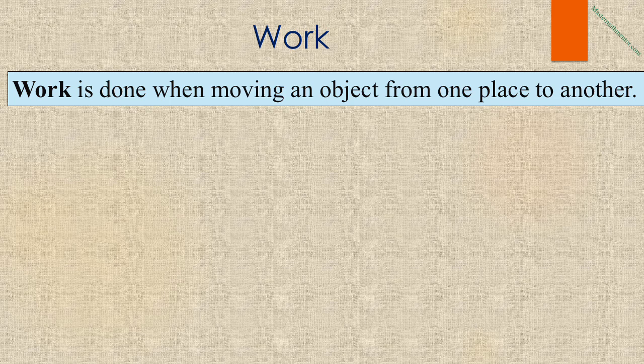Work is done when moving an object from one place to another. Work is done when lifting an object, moving a car from one location to another, towing a water skier, or perhaps lifting a payload into space. When we do work problems, we are concerned with several types of situations. The first and simplest is when the force applied to the object is constant.